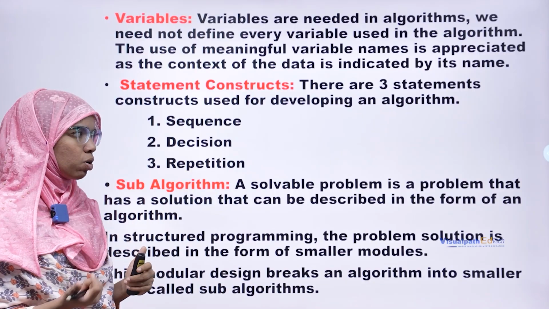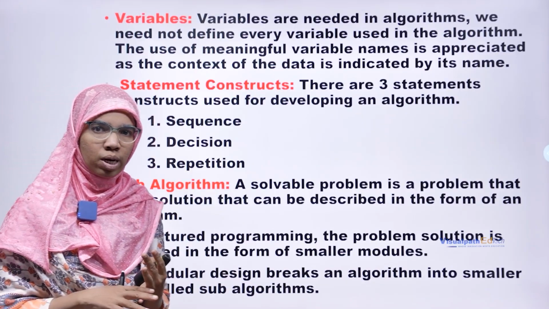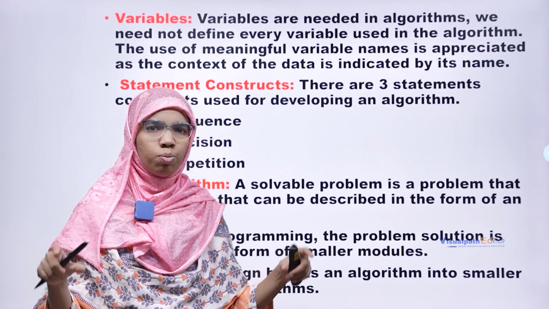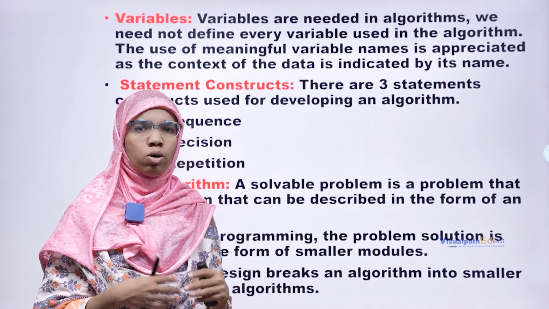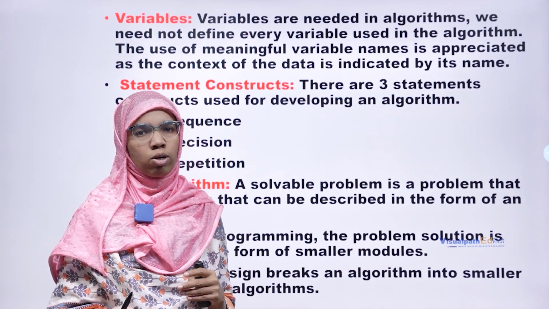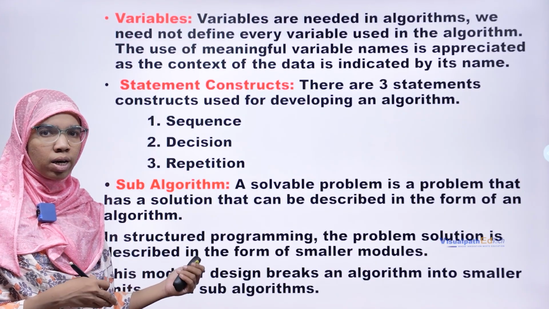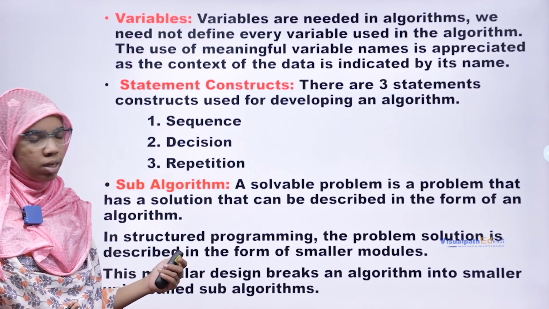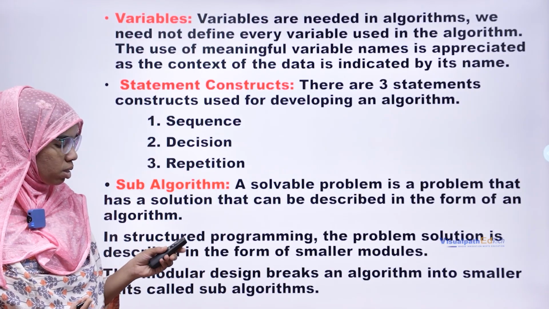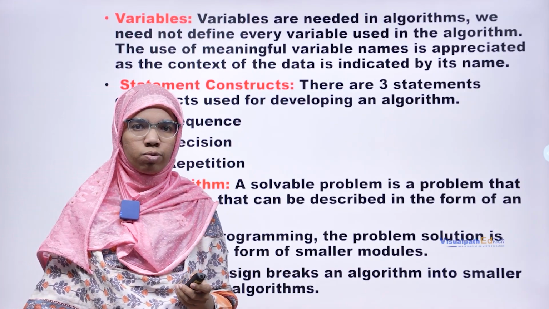And a sub-algorithm is also called a subprogram or function, meaning a small program which is going to be called again and again as per the requirement of the user, or as per the requirement of the program for giving the solution. So these are the various representations and notations of the pseudocode.